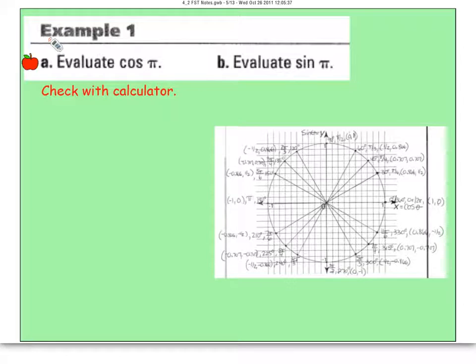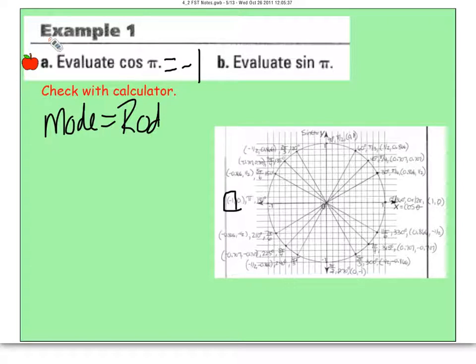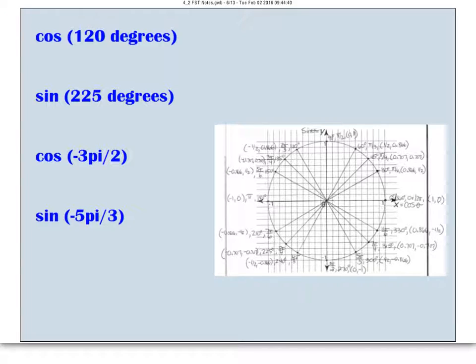First question, evaluate the cosine of pi. Well, I start here and I move pi, and I see pi's right there. The cosine, it's right here. The answer is negative 1. You can confirm this in your calculator. Be very careful. When you type this in your calculator, your mode must be set to radian. If you type in cosine of pi, it'll kick back with negative 1. Okay, what's the sine of pi? Well, again, we moved pi movements, which got me right here. The sine, it's right there. The answer is 0.